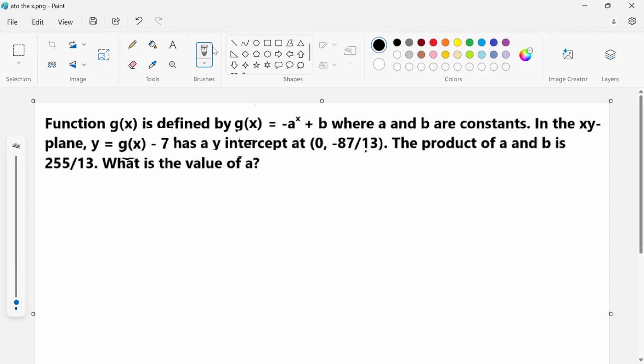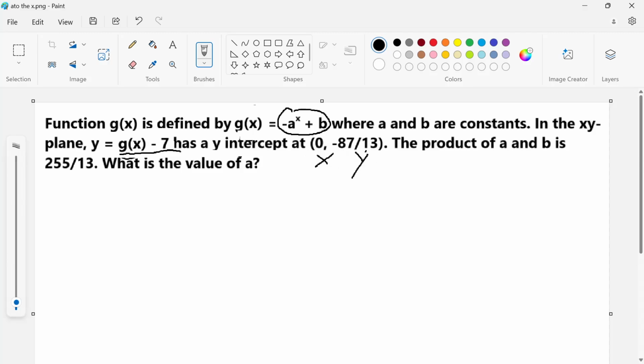What kind of question is this? What kind of math does it deal with? Well, exponents. It's an exponential function. Function transformations. We have transformed g of x minus 7. We've moved it 7 units down. And functions. This is an x and y value. We can plug it into a function.